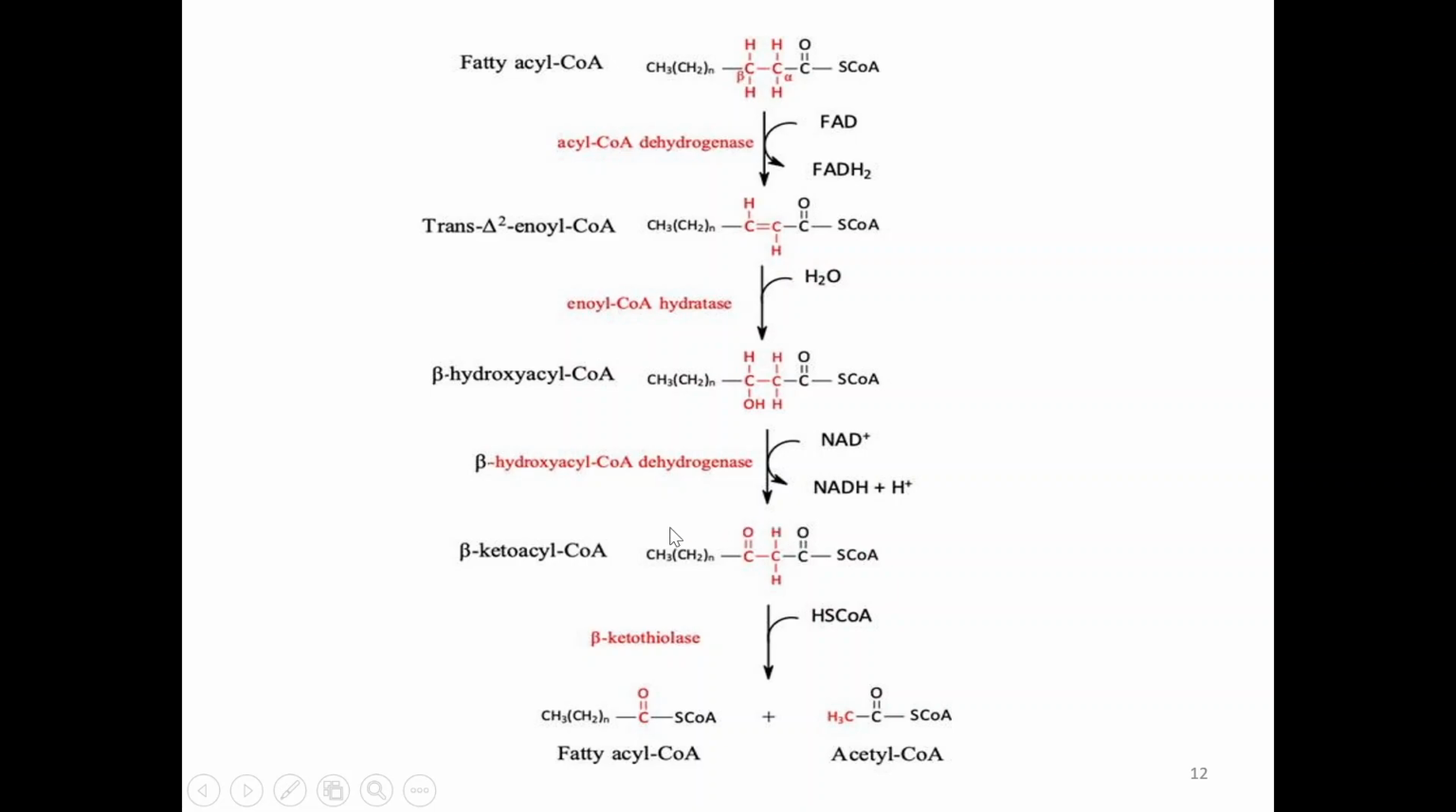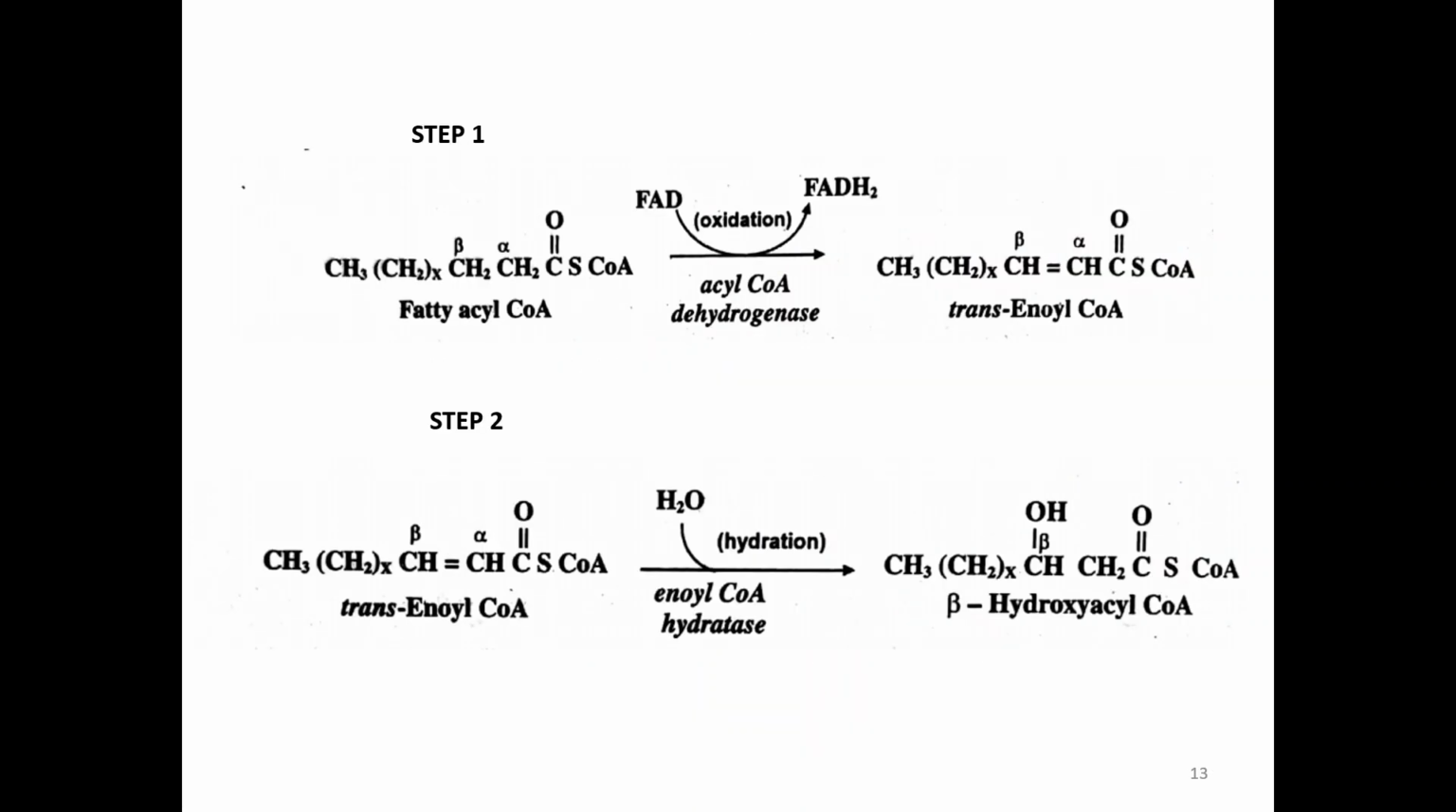Now, this gets cleaved here. These two carbon atoms come out in the form of acetyl CoA. You are left with the fatty acyl CoA, which again enters into beta oxidation, and this acetyl CoA enters into the Krebs cycle. Coming to the reactions, in the first step, you have fatty acyl CoA, dehydrogenation or oxidation taking place.